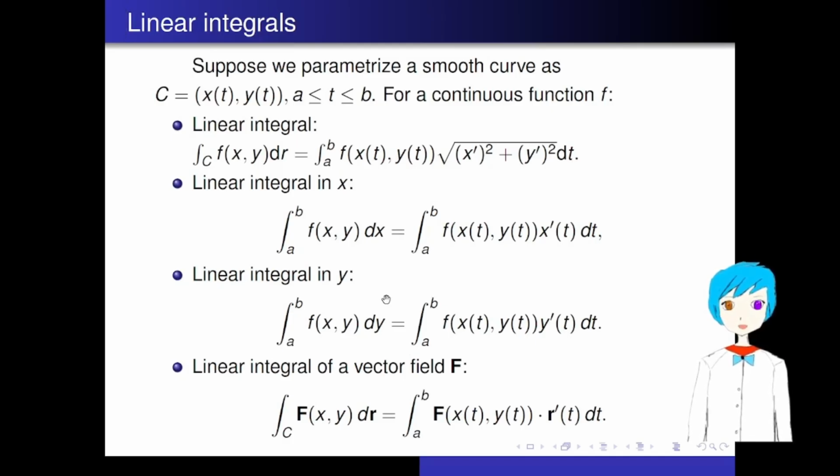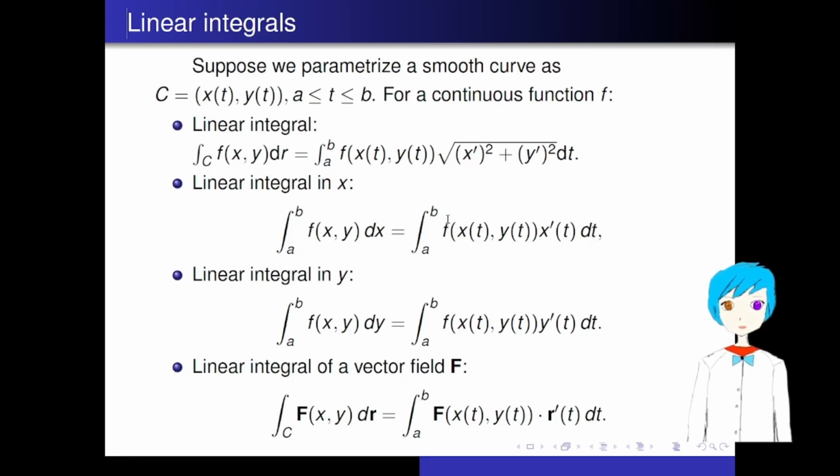Suppose we can parameterize a smooth curve as C equals x of t, y of t, where t ranges from a to b. For a continuous function small f, the linear integral on the curve with respect to the length of the curve is defined as integrating from a to b f of x, y times the square root of x prime squared plus y prime squared. So this term quantifies the length of the curve with respect to the parameter t.